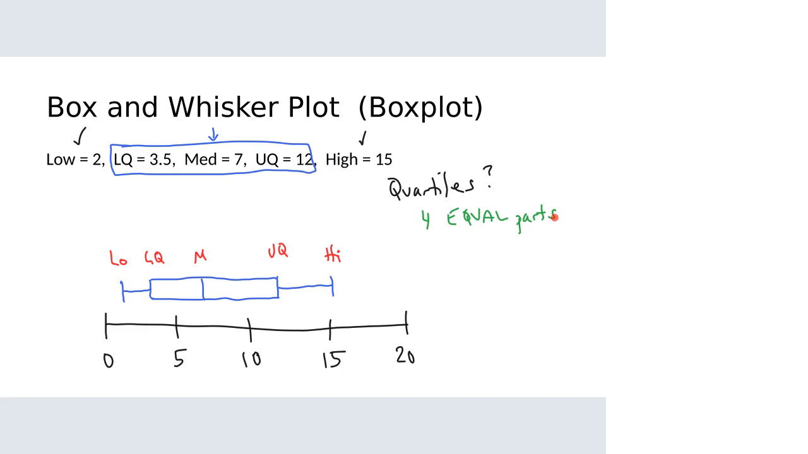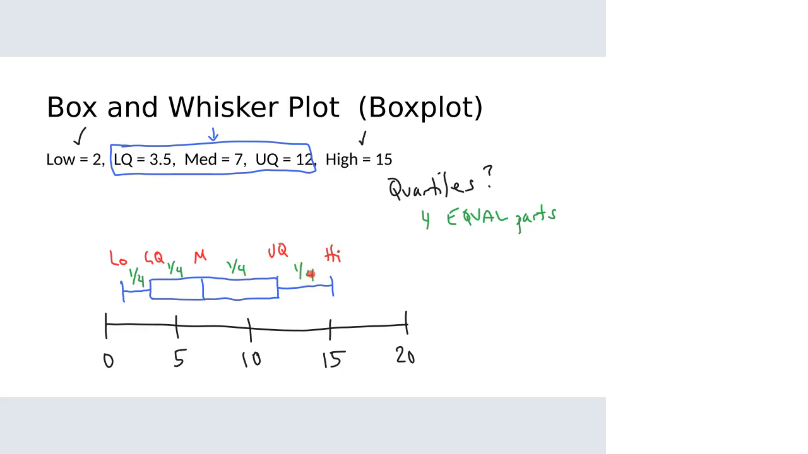So when I look at this data set, what my brain wants to tell me is there must be a whole lot more data points in here than there are in this little bitty whisker over here. But that's not true. This data is cut into 4 equal parts. 1/4 of the data is there, 1/4 of the data is here, 1/4 of the data is here, and 1/4 of the data is here.